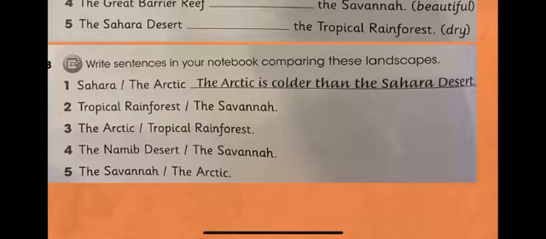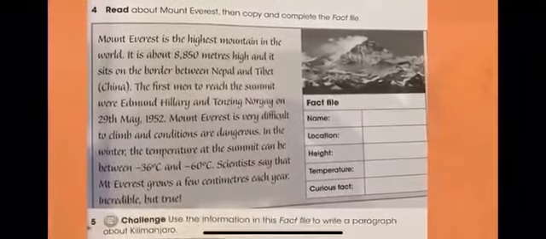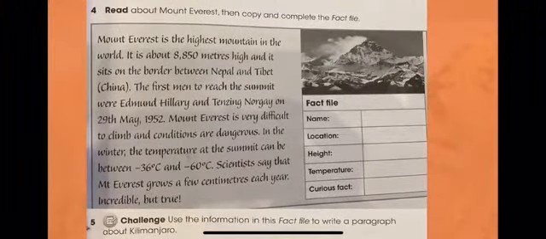The Arctic is colder than the Sahara Desert. So this way you have to compare all these places, I mean these landscapes. Moving forward to the next page, it's quite interesting. Read about Mount Everest, then copy and complete the fact file.